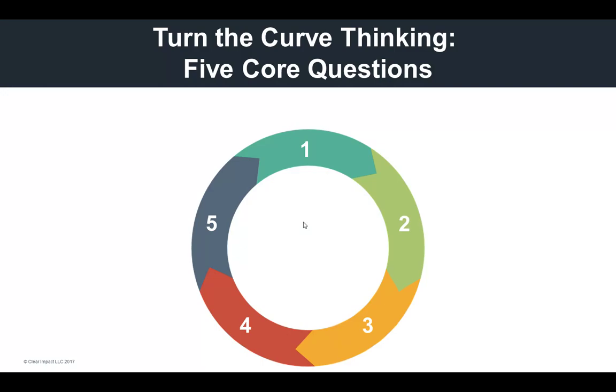So now that we've seen a basic example, let's walk through the steps of using the 5 core questions of turn-the-curve thinking in the book Trying Hard is Not Good Enough. Mark Friedman offers a set of 7 questions. However, we can accomplish our objectives with these 5 questions.